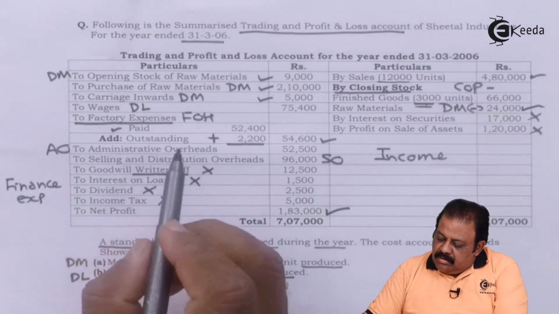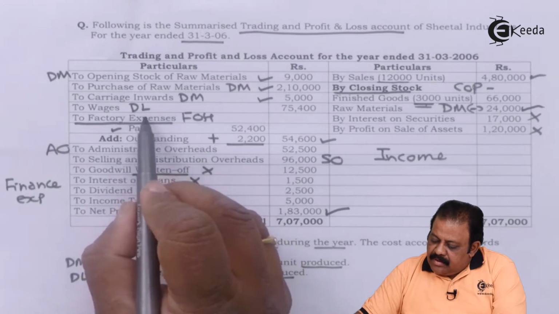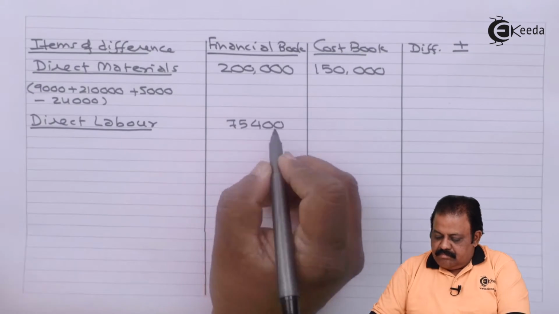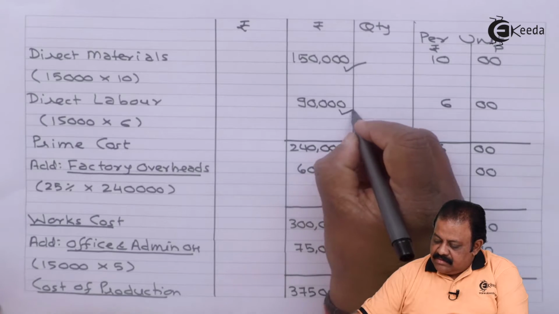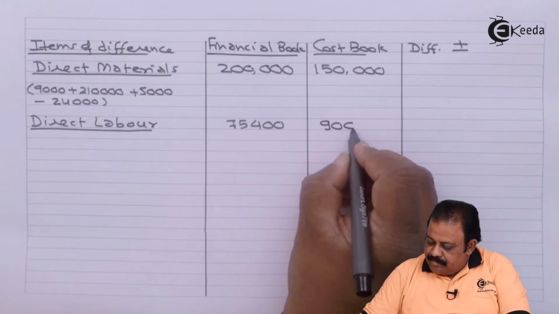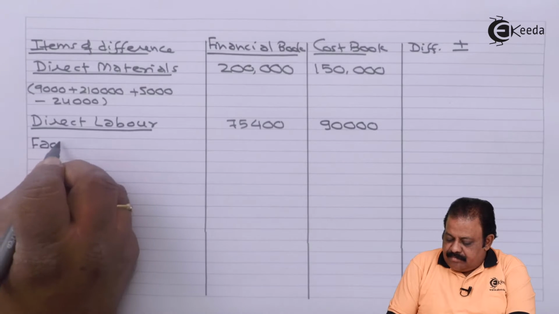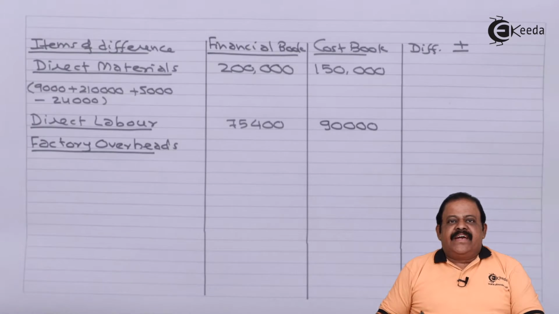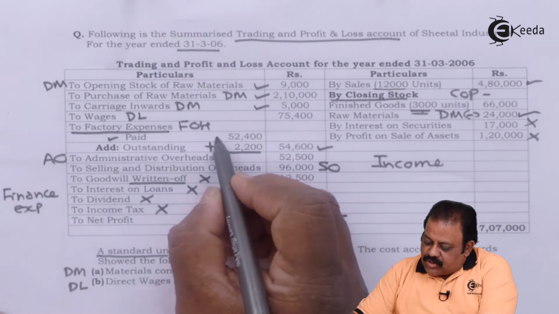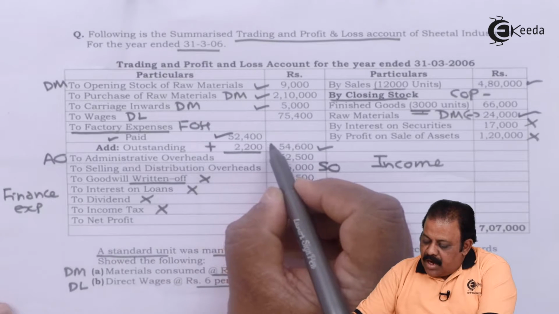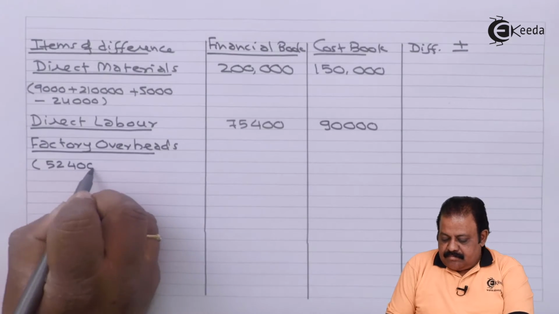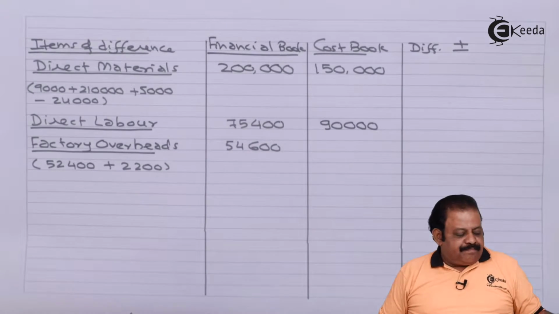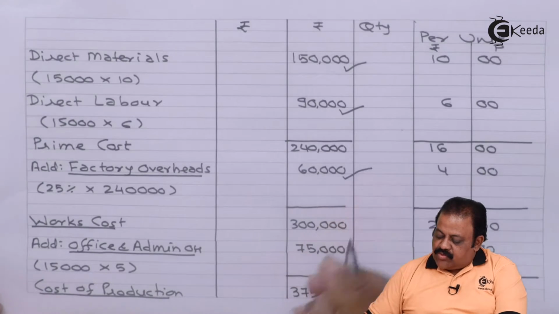In financial book, direct labor wages is 75,400. In cost statement it is 90,000. Factory overheads: in financial book, actual paid 52,400, outstanding 2,200, so it is 54,600. As per cost statement, it is 60,000.